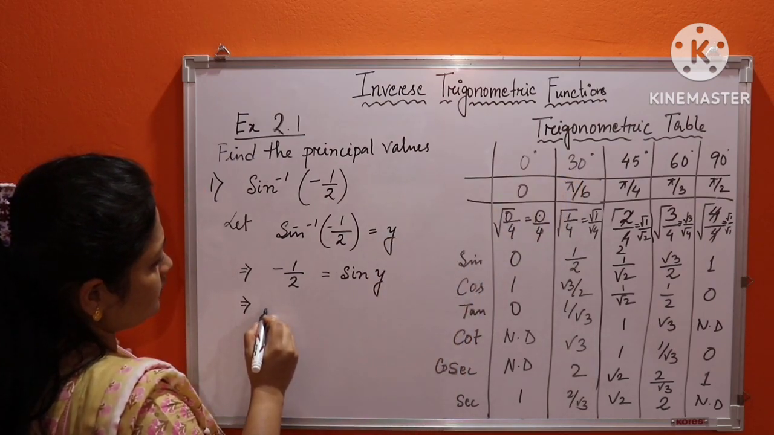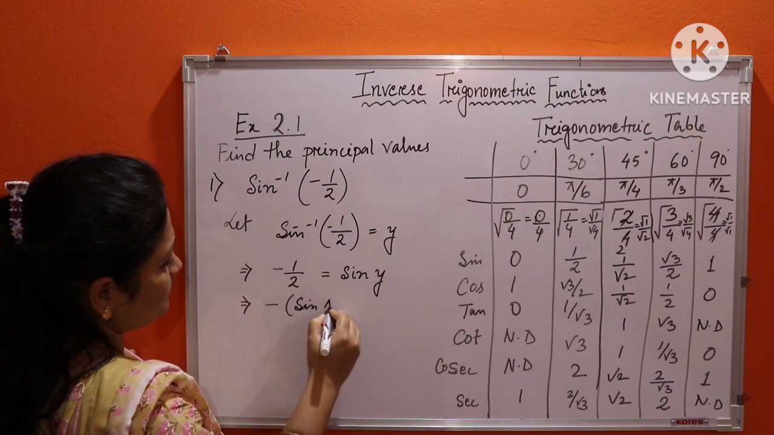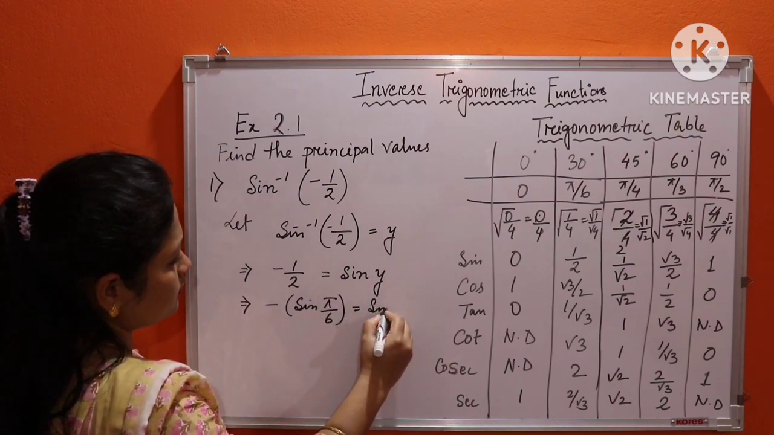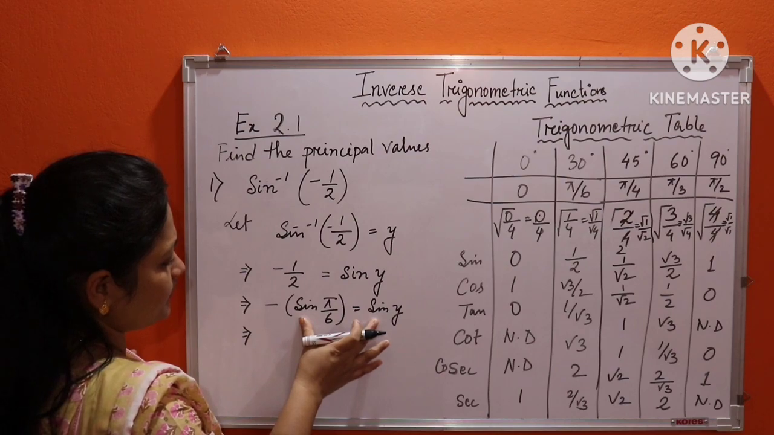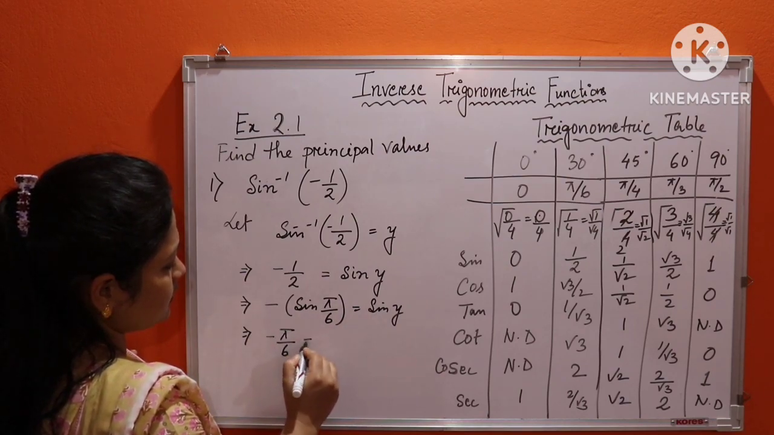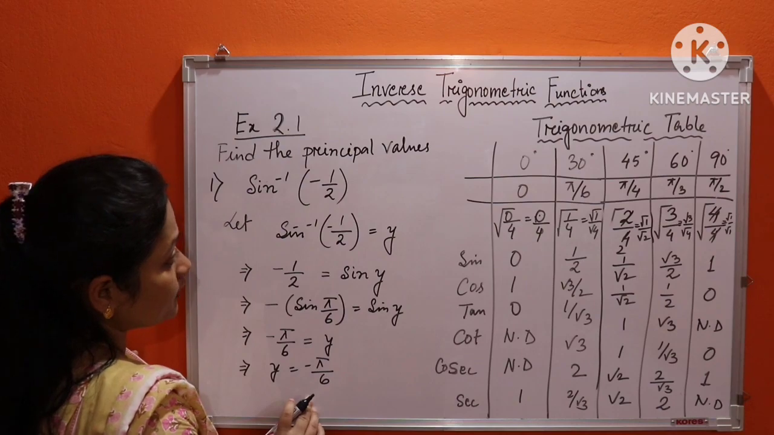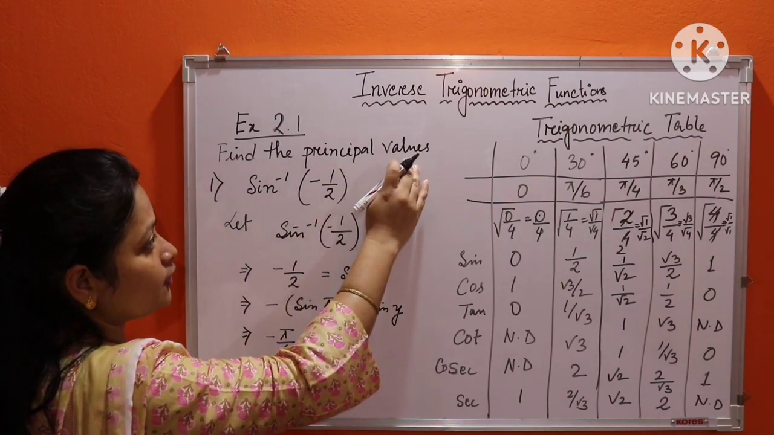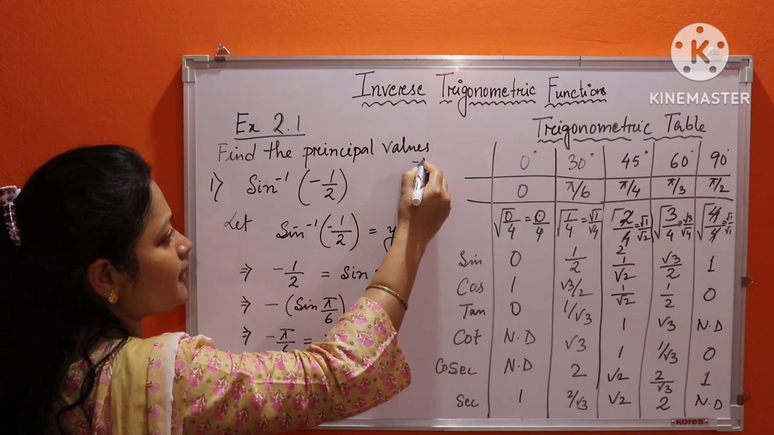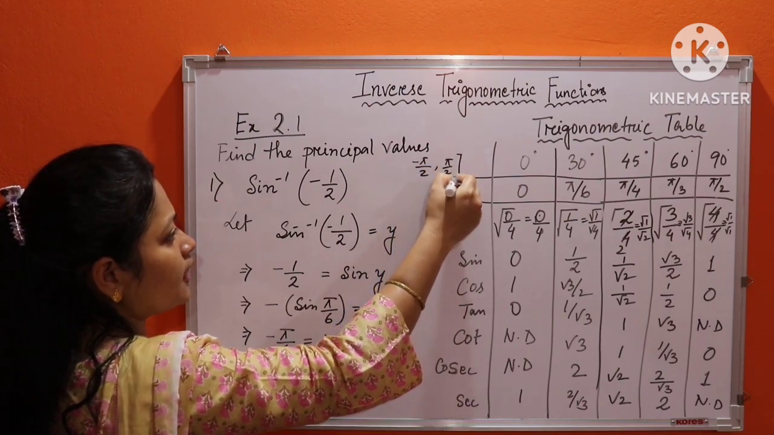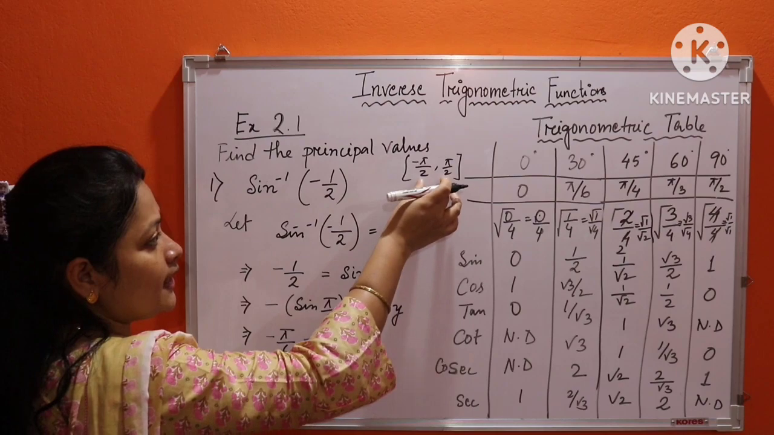So I can write it as minus sine pi by 6 is equal to sine y. Sine will be cancelled on comparing, so minus pi by 6 is equal to y, that is y equals minus pi by 6. To find the principal value, we need to recall the range. The range for sine was minus pi by 2 to pi by 2 under a closed bracket, and this minus pi by 6 will lie between these two.